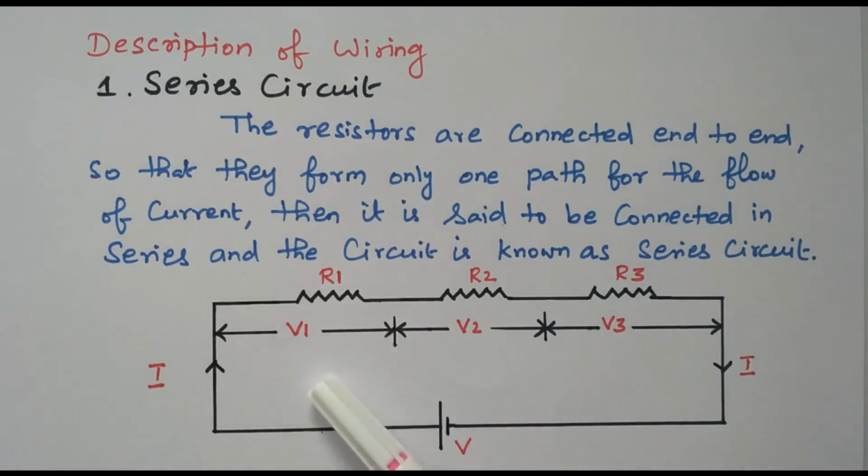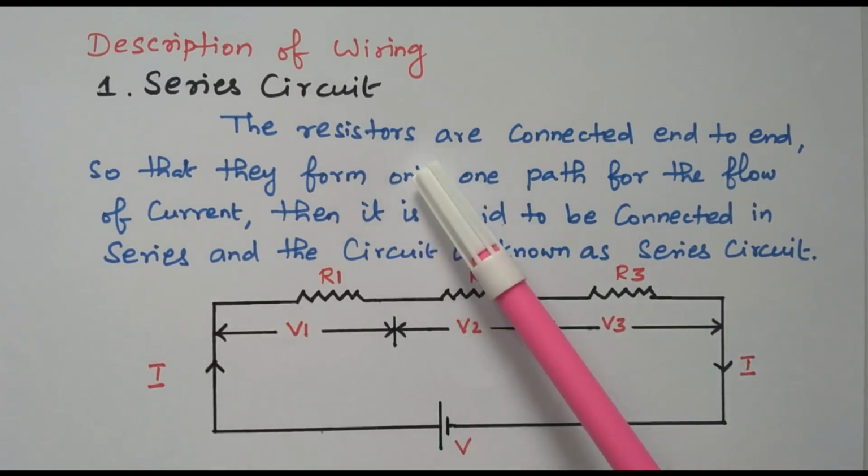Based on the resistor value, voltage will be dropped across the resistor: V1, V2, V3. Based on the R1 value, V1 value will be decided. So the total voltage V equal to V1 plus V2 plus V3. The voltage will be divided. The current will be same.